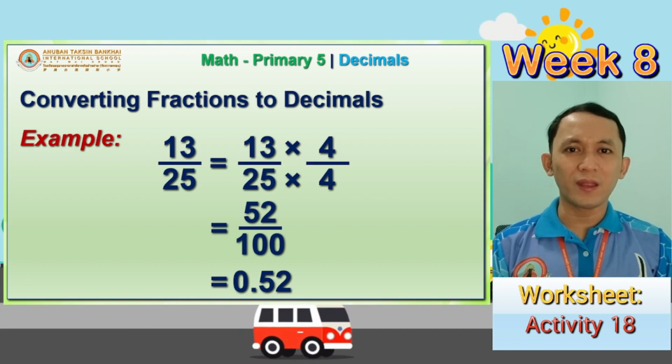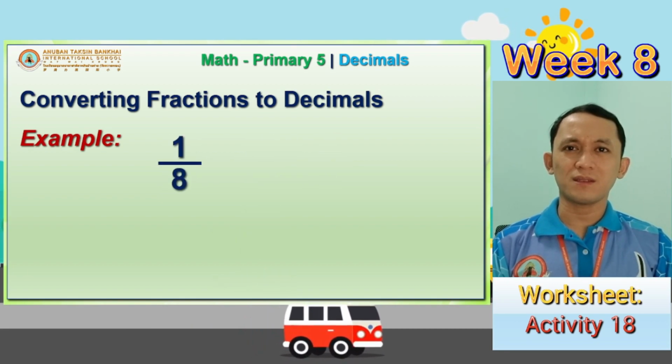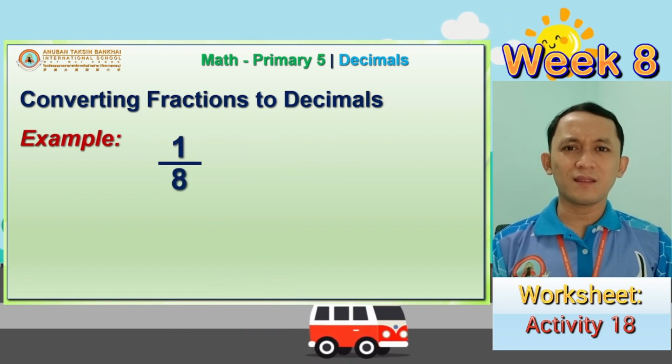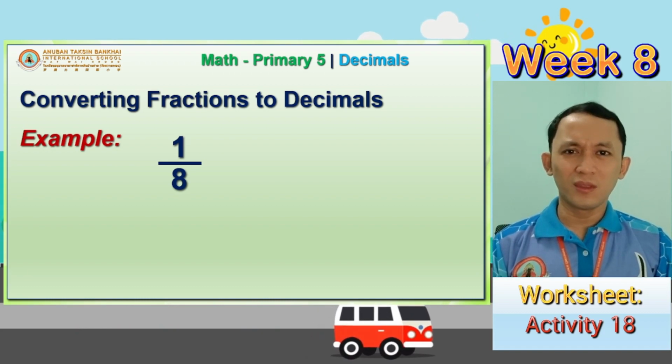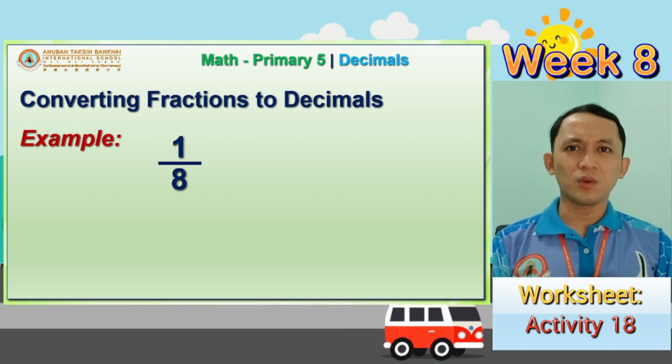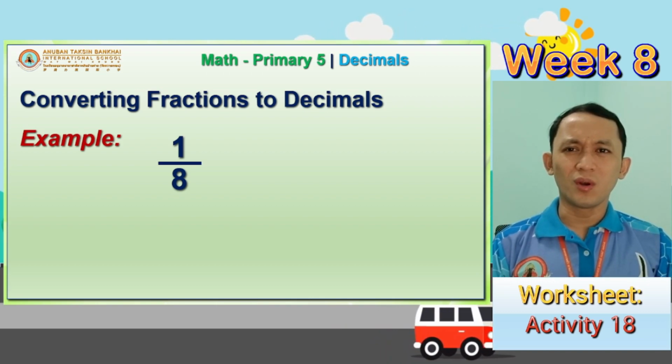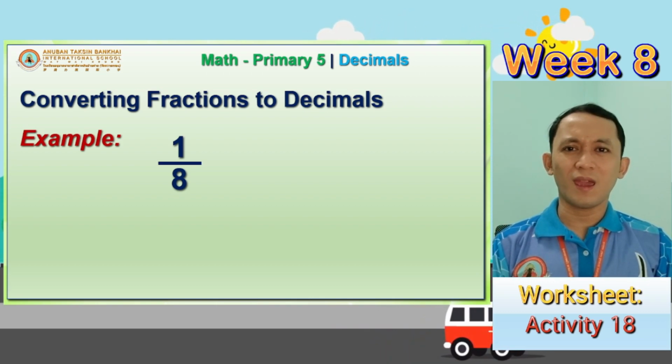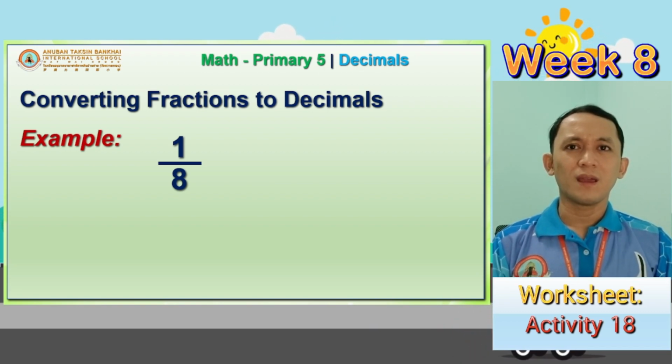We have here 1 over 8. Oh, I think it's very easy. Teacher, can we change 8 to 10? No, we cannot change it to 10. Can we change our denominator to 100? No, 100 is not divisible by 8. So how about 1000? Yes, we can change it to 1000.